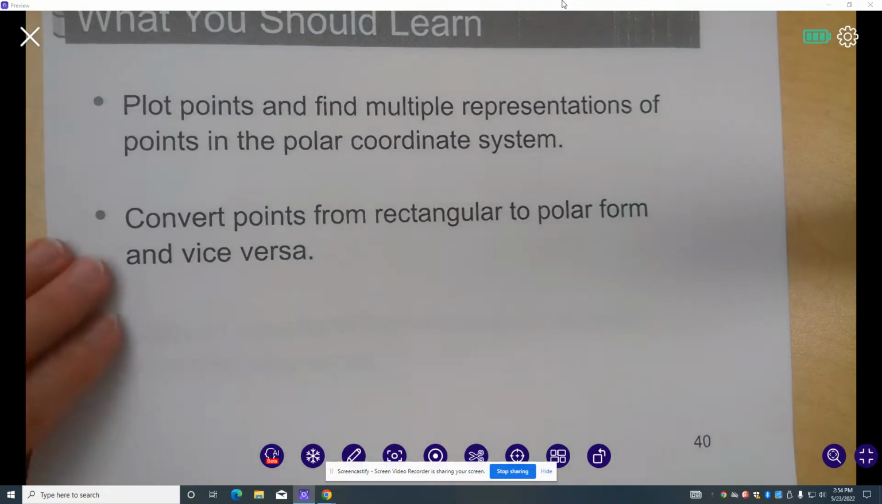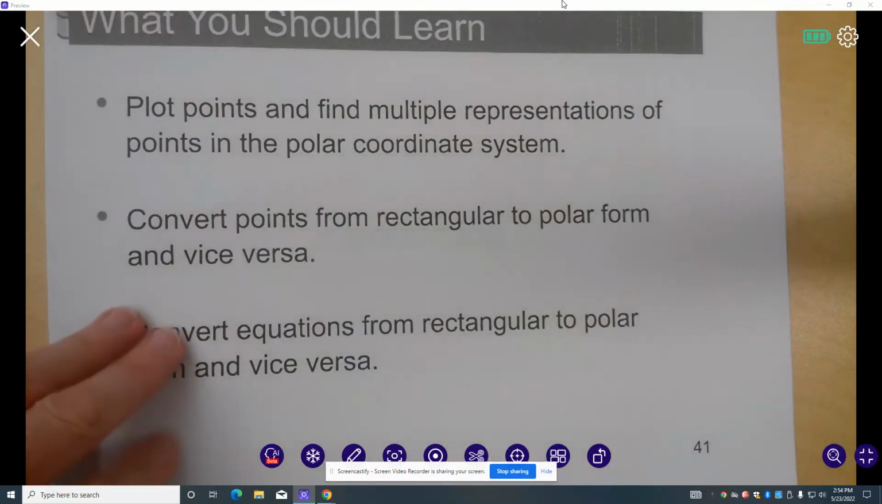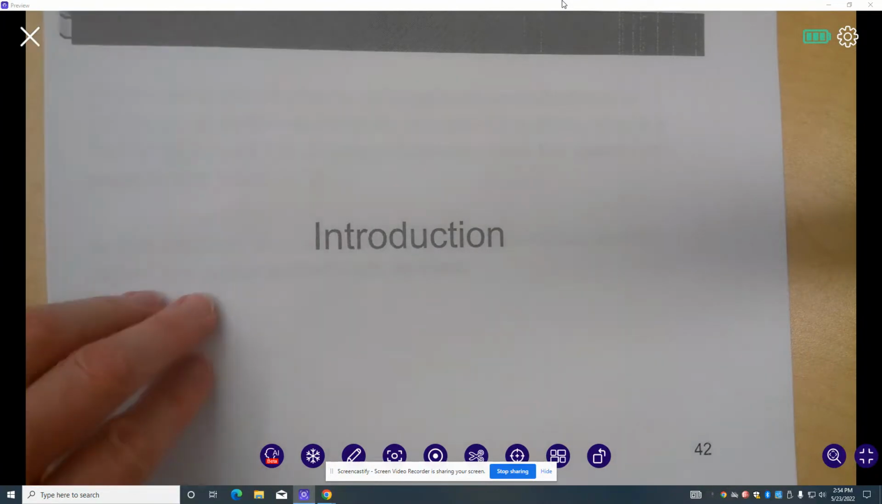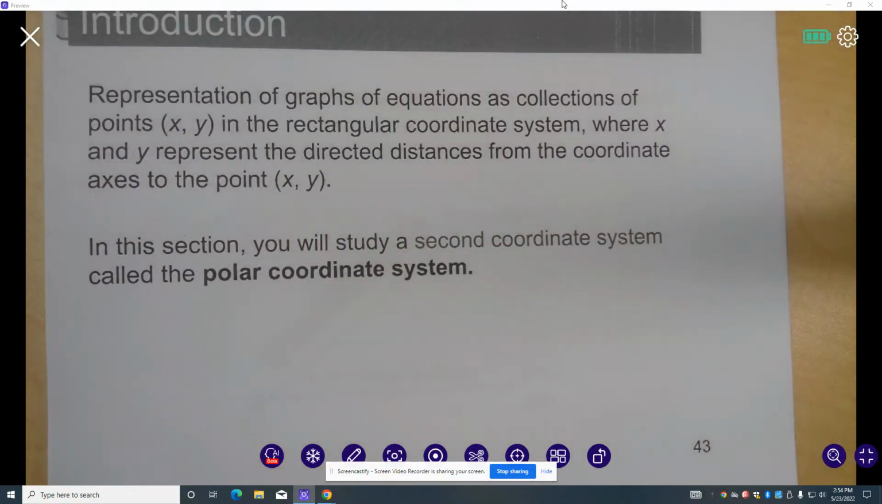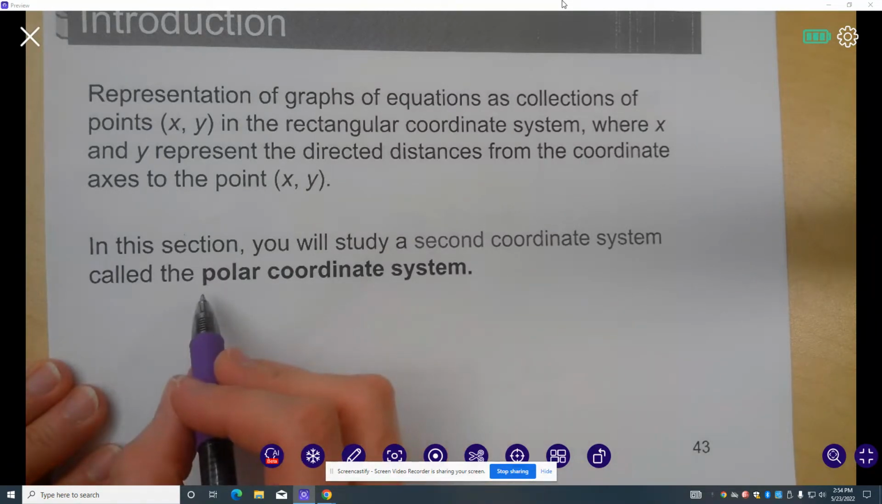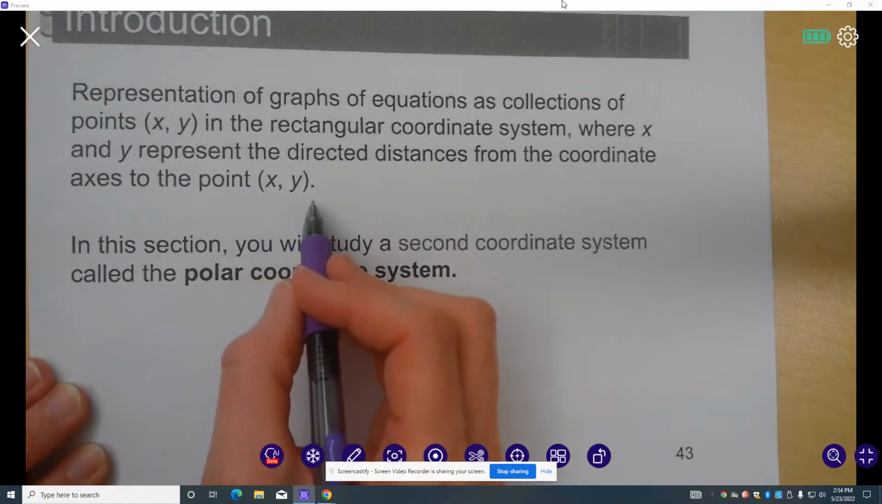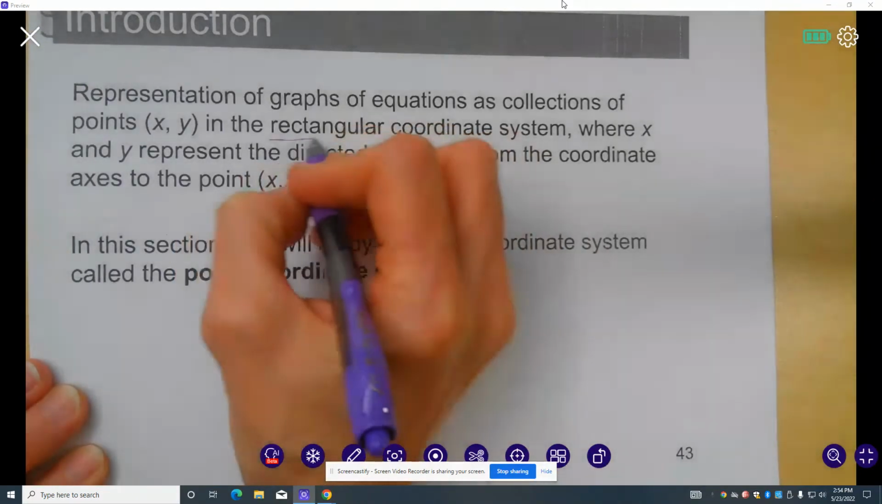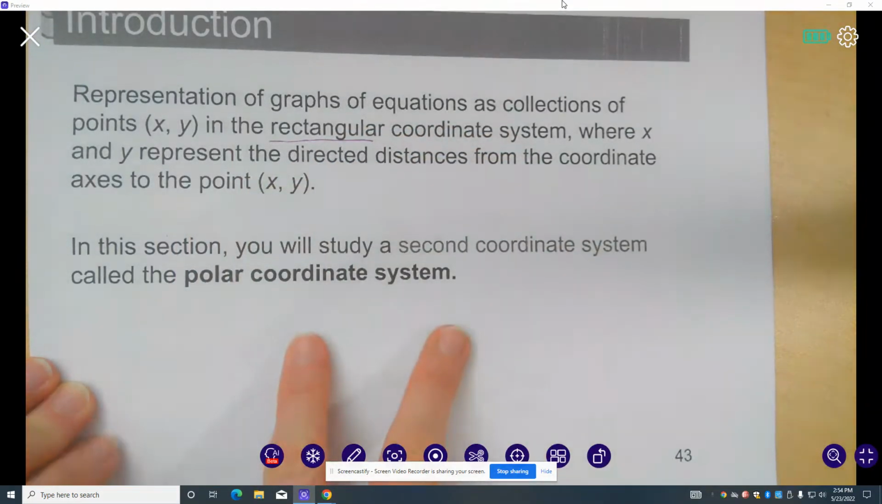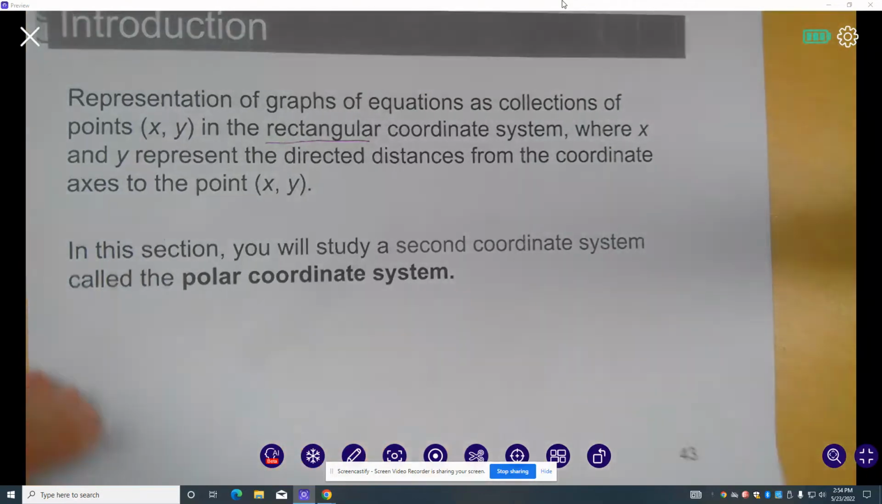So these are our learning targets, which I'm not really going to spend a lot of time talking about on this video. So let's just get to what this is. It is another coordinate system for plotting points. So we're used to X and Y, which we call rectangular coordinates. Now we're going to learn polar coordinates.